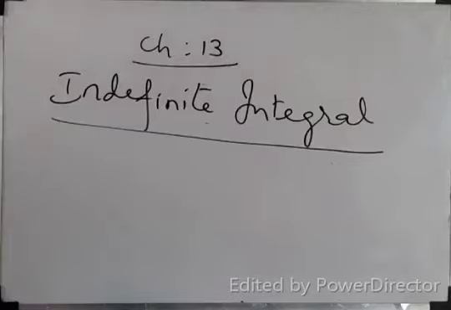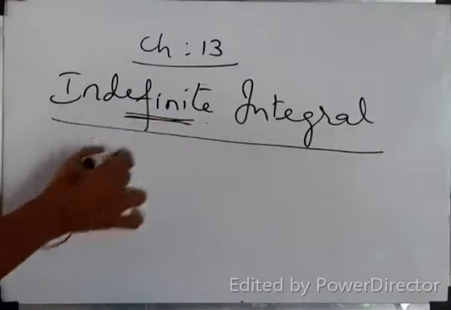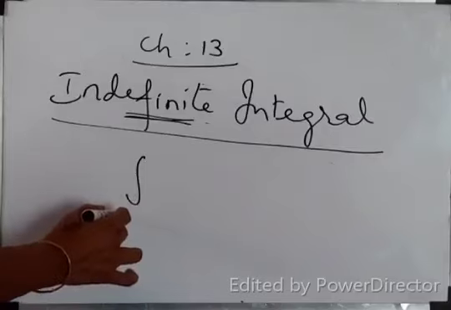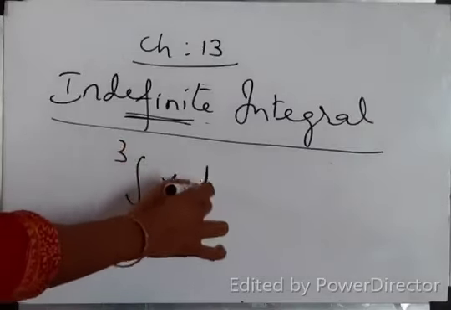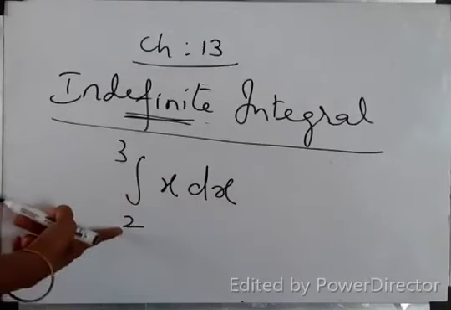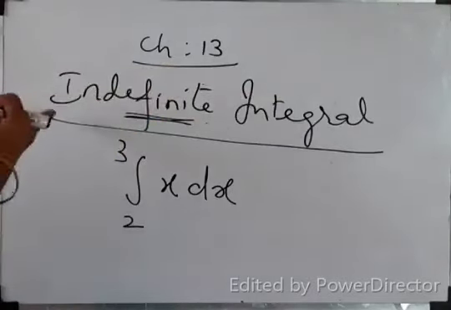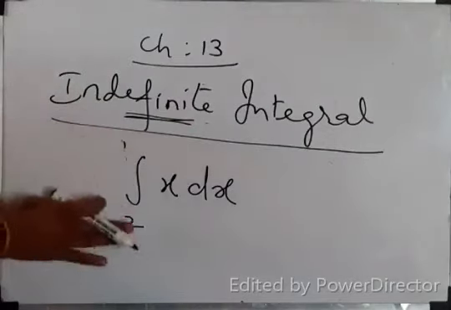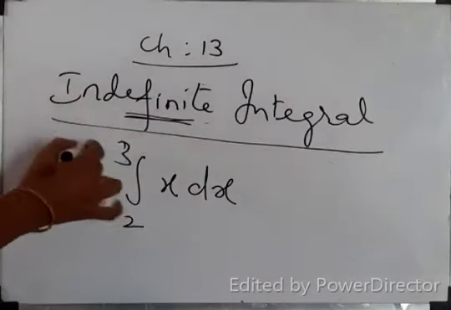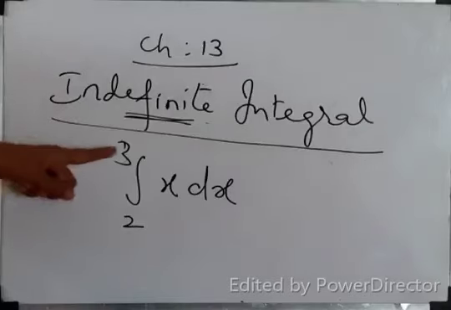What is the meaning of definite integration? Limits will be given. Suppose integrate x dx from 2 to 3. This is called the upper limit, this is called the lower limit. If the question is given like this, then it is definite integration. Do you understand the title? Indefinite integration means no limits are given. We will do definite integration later.